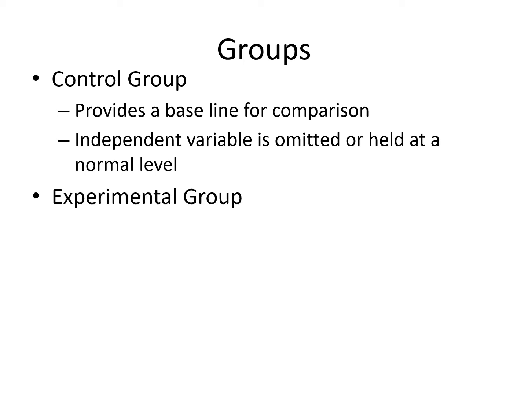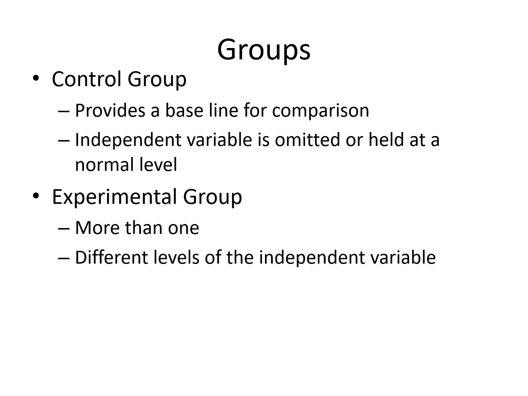The experimental group, this is a group where you actually have the independent variable, and often you have more than one experimental group. And for these different experimental groups, you have different levels of the independent variable. So often you will have 3 experimental groups, one with a low level of the independent variable, one with a medium level, and one with a high level.